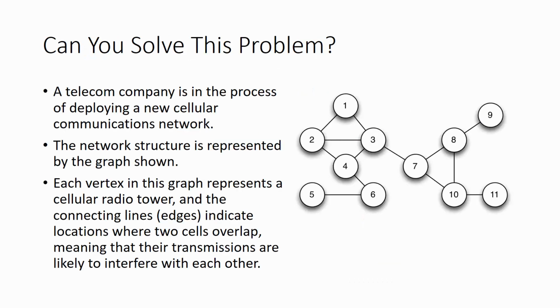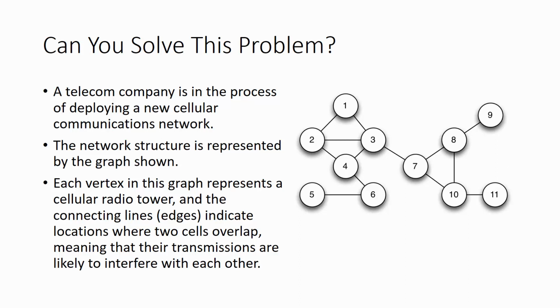Now, how do you solve this problem? There is a telecom company which wants to deploy a cellular communications network, and they have this graph of an island, and there are towers put there. These nodes are the locations of the towers. Let's say this is some island and this is the geography of the island, and this is how the towers are arranged. Now, the connecting lines indicate that there is some overlap between the ranges of two towers, and the transmissions might interfere with each other.